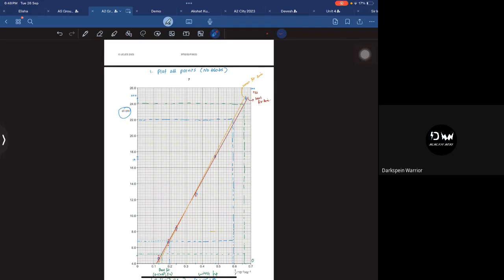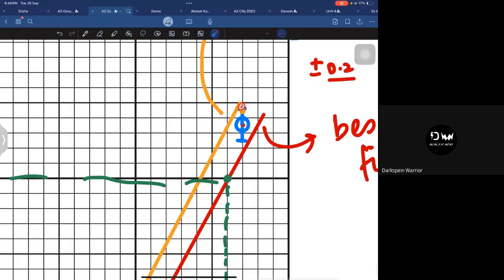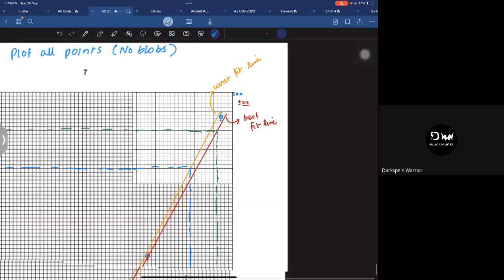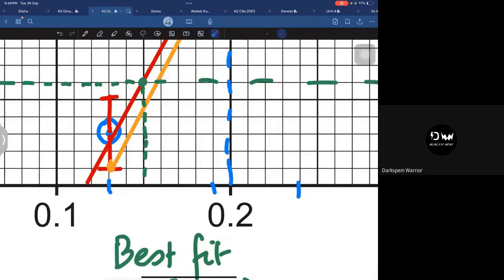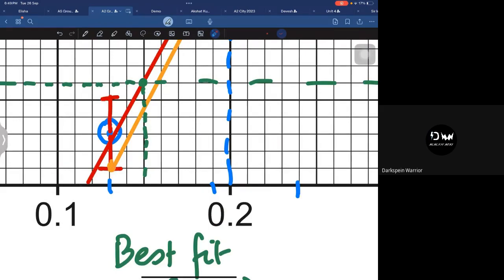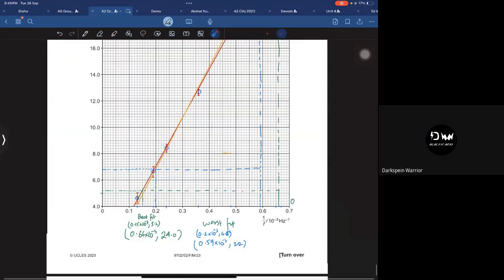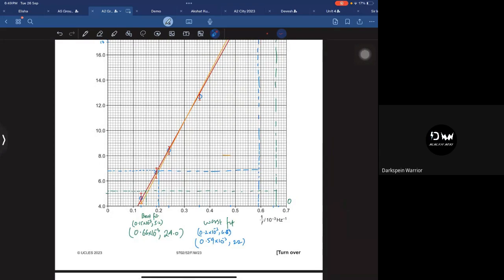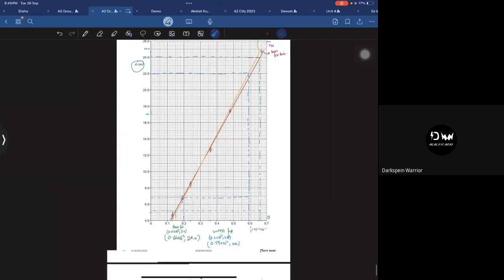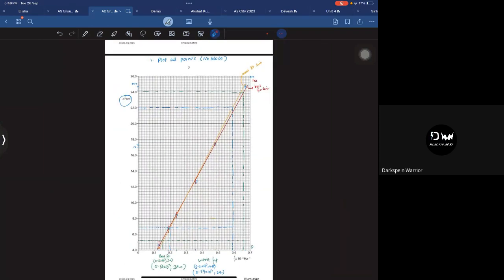Now, worst fit line means you're basically going to start from the top of the error bar and end it with the bottom of the last error bar. Do you get it? Yes. So this way, this will give you the steepest possible line that could have been drawn. Understood? So that's the difference. Okay. Everything is clear? Do you have any other questions?